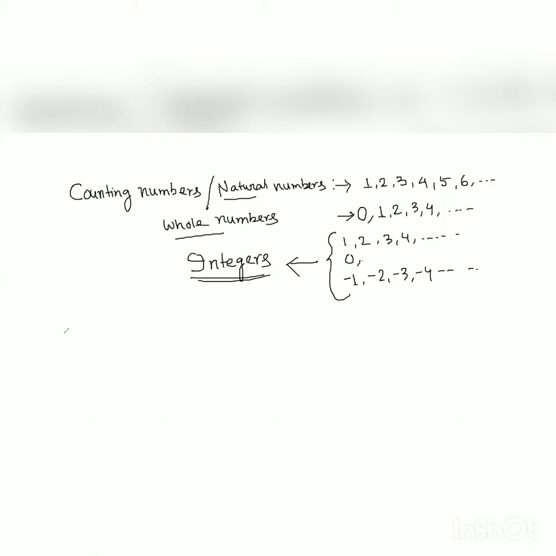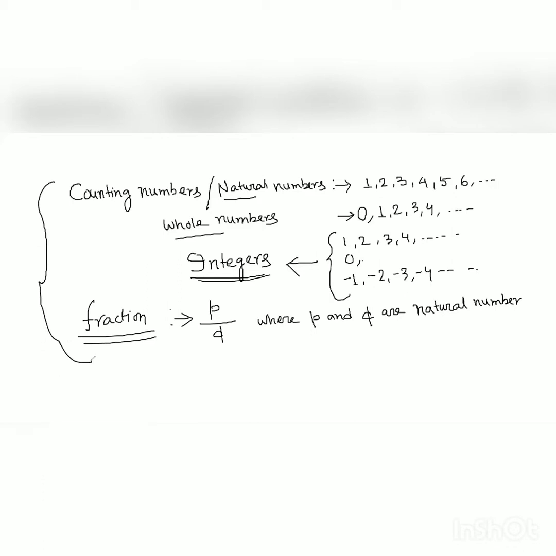another kind of number that is fraction. And what is fraction? It is part of a whole. It is of this form, a number of the form p by q, where p and q are natural numbers. That implies starting from 1, 2, 3, 4, all these natural numbers. When p and q are natural numbers, then it is known as a fraction. So all these numbers we know already, up to class 6.